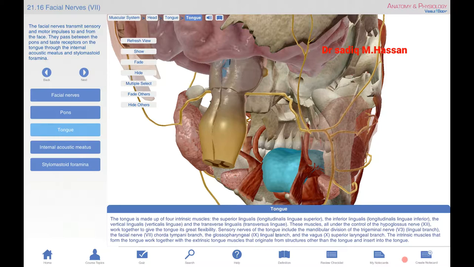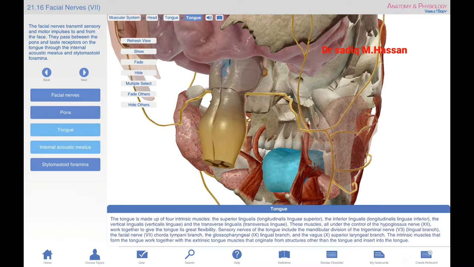Sensory nerves of the tongue include the mandibular division of the trigeminal, which gives the lingual branch, the facial nerve, which is number 7, with the chorda tympani, the glossopharyngeal, and the vagus, which gives a superior laryngeal branch. The intrinsic muscles work together with extrinsic muscles that originate from structures other than the tongue and insert into the tongue.